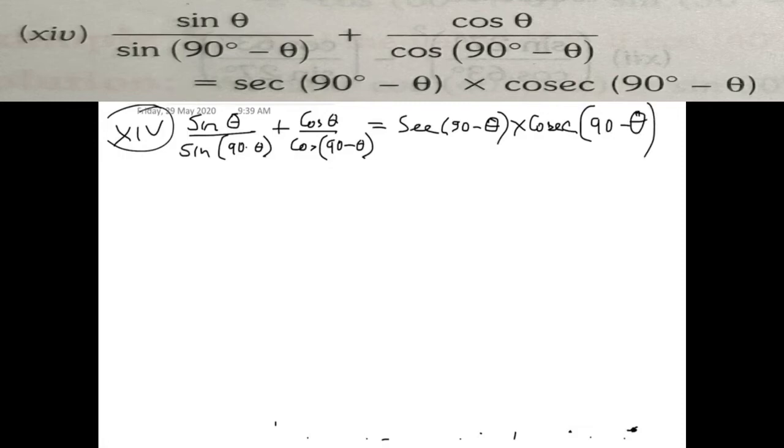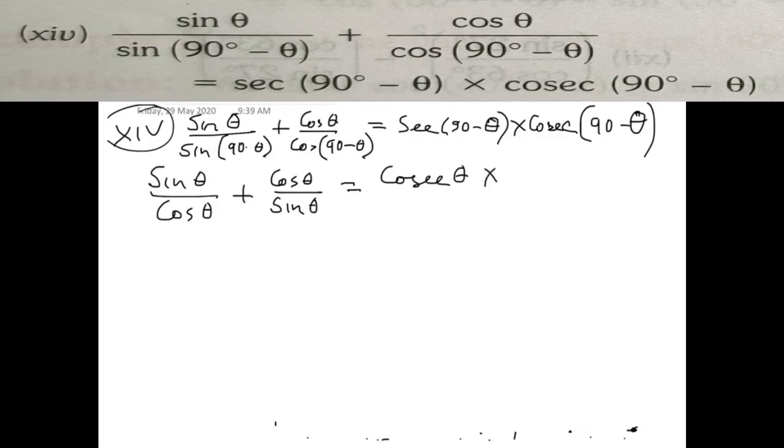So left hand side equal right hand side. Again, both sides I will solve together. I am not taking only left hand side or right hand side. Okay, so here sin theta over sin 90 minus theta is sin theta over cos theta, then plus cos theta over cos 90 minus theta, which is sin theta, and on the other side sec 90 minus theta is cosec theta into cosec 90 minus theta is sec theta. Okay, let me simplify both sides now.